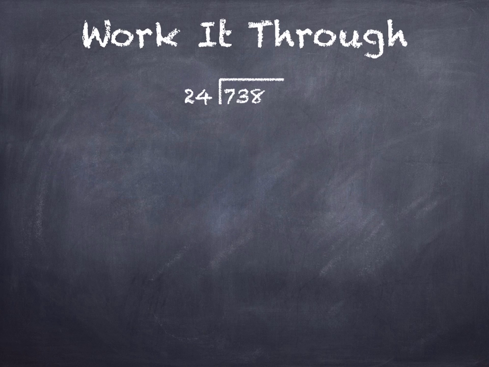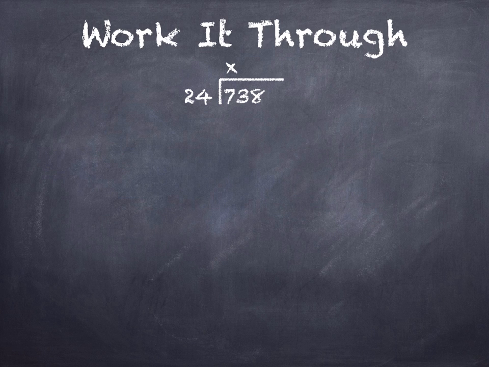So 738 divided by 24, right? We've got 7 hundreds, 3 tens, and 8 ones. Now, if I've got 7 groups of 100, I can't split those 7 groups of 100 evenly between 24 groups without changing them into groups of 10, because I just don't have enough, right? So I can't split the 7 groups of 100 into 24. So I put an X, or you can put a 0, either way, right?